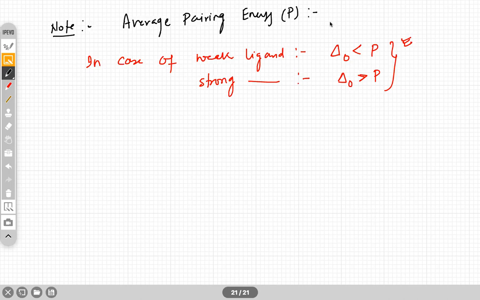No, average energy level is the energy of the orbital. Average energy of all the orbitals. Pairing energy is for electrons in the same orbital.